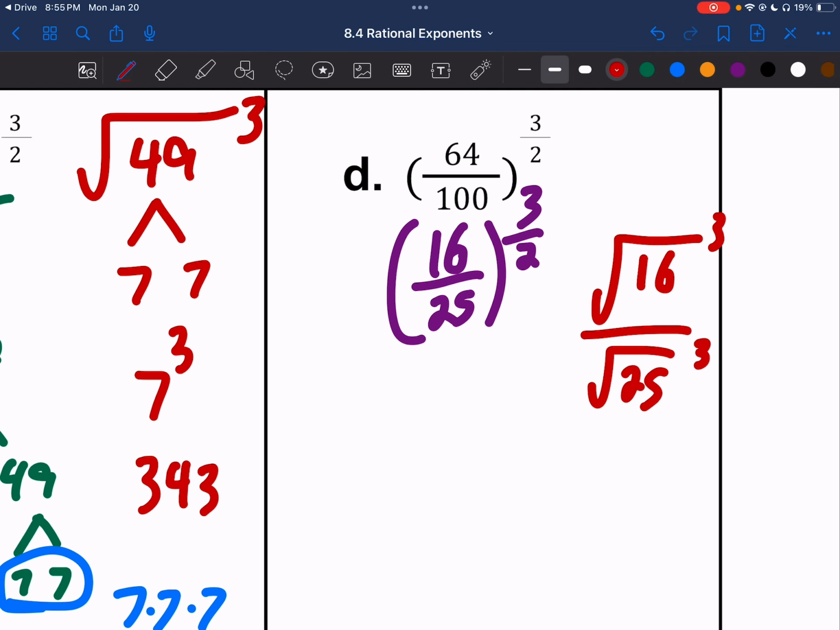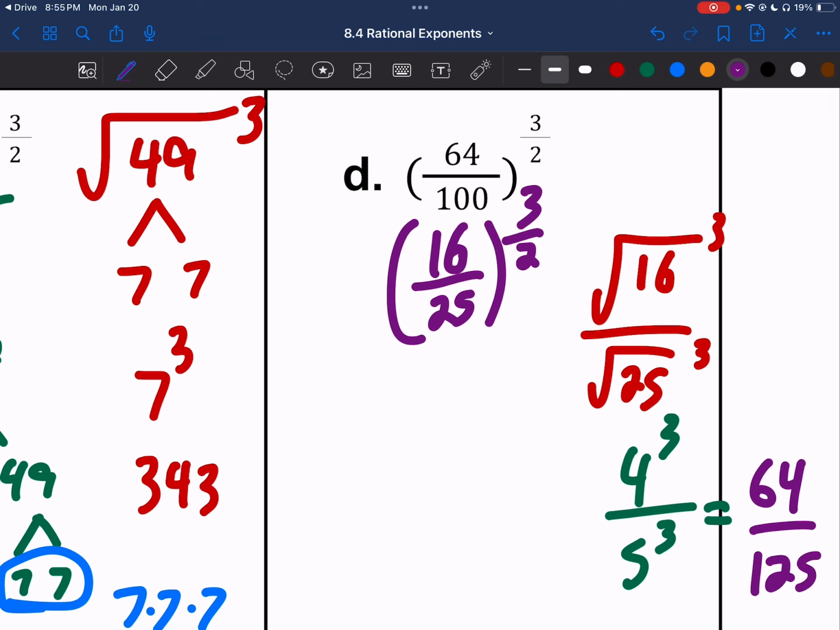So square root of 16 is 4 to the 3rd power. Square root of 25 is 5 to the 3rd power. And what's that going to equal? 4 cubed is 64. 5 cubed is 125. So since I was dealing with a square root, right, it's to the 3/2 power, so that's a square root. And I already knew that I had 2 perfect squares on the inside. I just simplified the square root first and then applied the exponent to it.